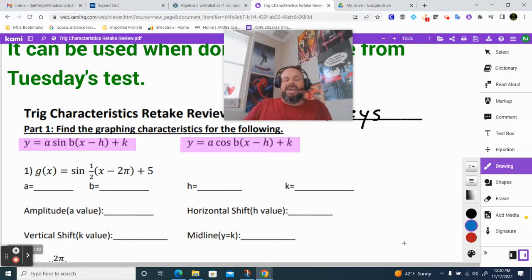What is the A value for number 1 right here? What is in front of sine and the equal sign? Do not say 0. 1. So many people said 0 on the test. I'm about to jump out the window.